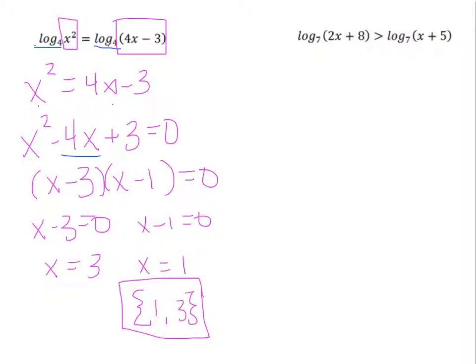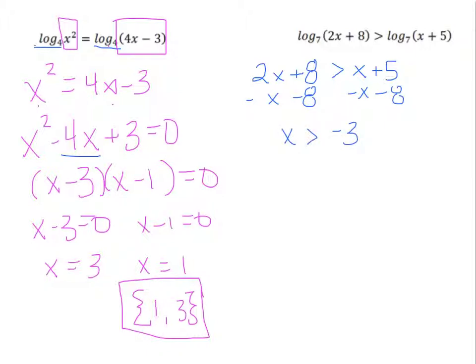Alright, so let's look at the second example here. So for the second example, we have log base 7 of 2x plus 8 is greater than log base 7 of x plus 5. So since these both have a log base 7, we can just make our equation out of the insides. So 2x plus 8 should be greater than x plus 5, and solve it. So we'll subtract x from both sides and subtract 8 from both sides. So we have x is greater than negative 3.